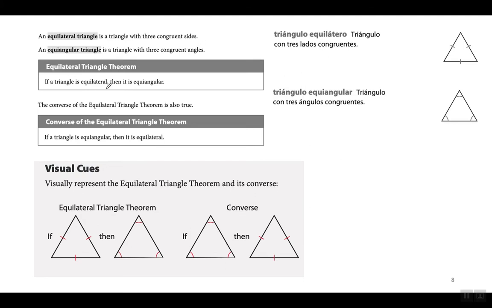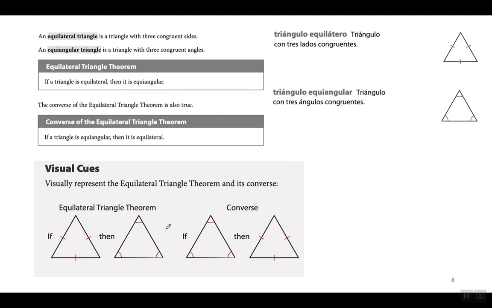So look at the definition here. The equilateral triangle theorem: if a triangle is equilateral, then it is equiangular. And the converse is just the reverse: if a triangle is equiangular, then it is equilateral. To be honest, that's not going to come up a lot, okay? Just make sure you know that in an equilateral triangle, all 3 sides are the same and all 3 angles are the same. And the same thing with an equiangular triangle, all right?